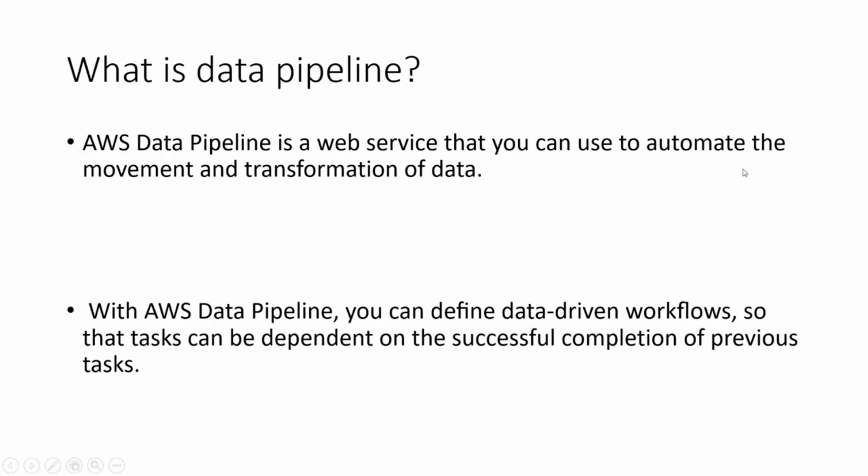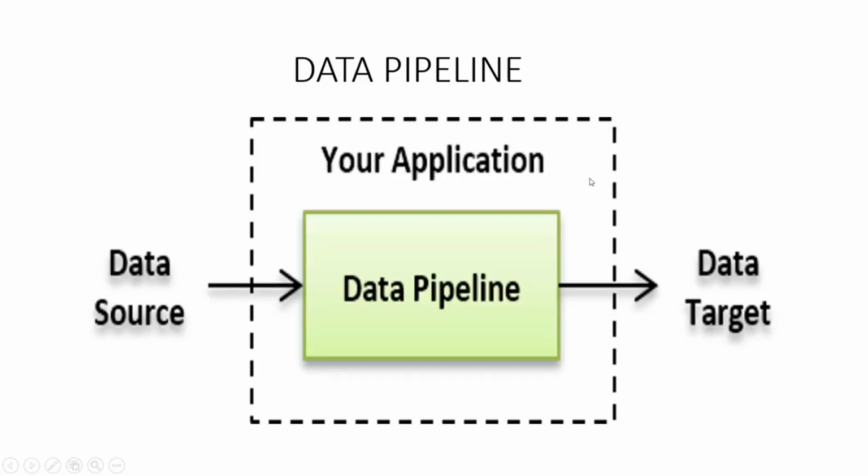What is a data pipeline? AWS Data Pipeline is a web service that you can use to automate the movement and transformation of data. With AWS Data Pipeline, you can define data-driven workflows so that a task can be dependent on the successful completion of a previous task. The data pipeline concept is very simple.